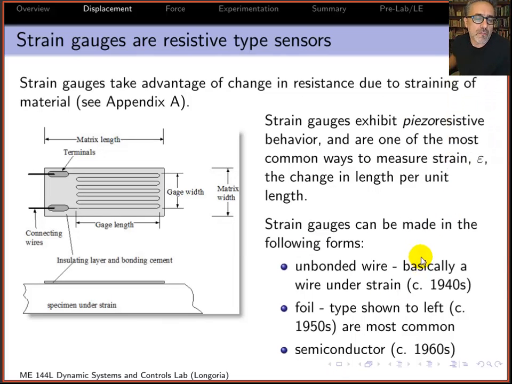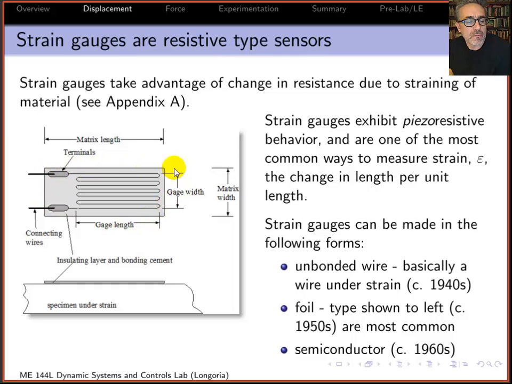So let's talk a little bit about strain gauges. Strain gauges are resistive type sensors. What they do is take advantage of how resistance changes as you strain a material. And we again classify this as a resistive type sensor, similar to the potentiometric sensors that we saw in another lab. Strictly speaking, strain gauges are piezoresistive, and the way they work is it's really just a piece of some kind of metallic material. It could be semiconductor, as I'll discuss shortly.